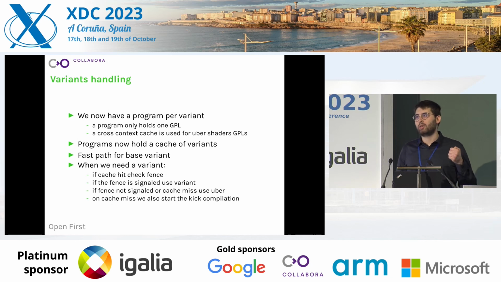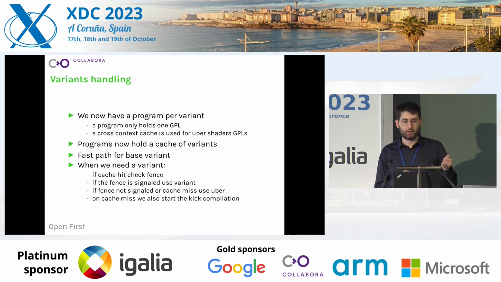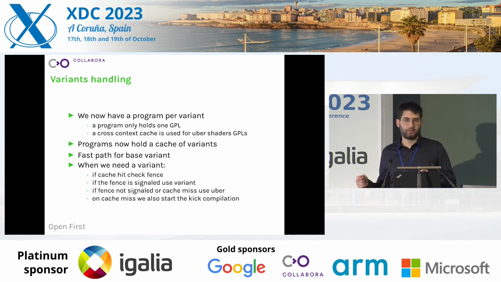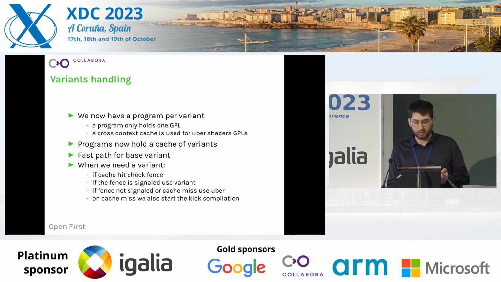And now, in order to deal with variant cache, we now have a cache of programs. So for each variant, we have a program in a cache. But we also have a fast path for the base variant. The idea is we don't want to do cache lookups to get the base variant, because now the program that gets bound is always the Uber shader. Sometimes we compile the base variant, we need to bind that, because it would be more optimized. But also, because this is going to be a very common case, this is actually a special path.